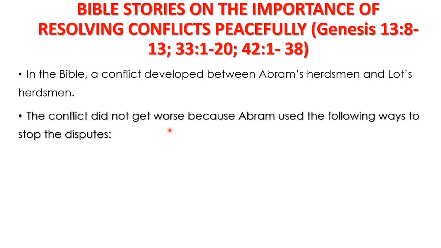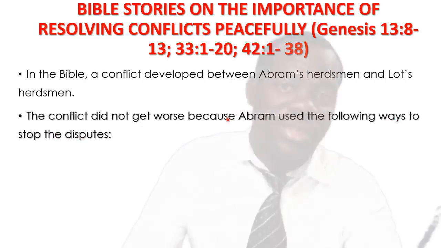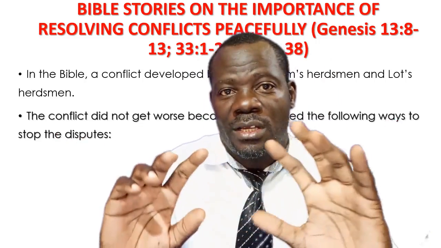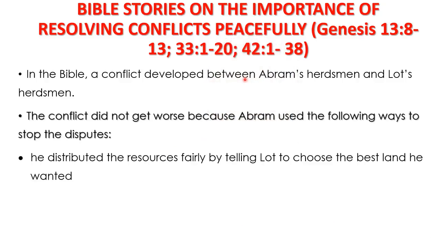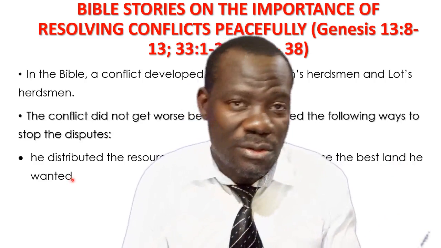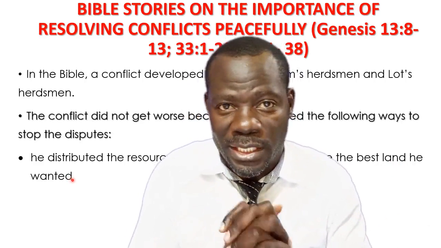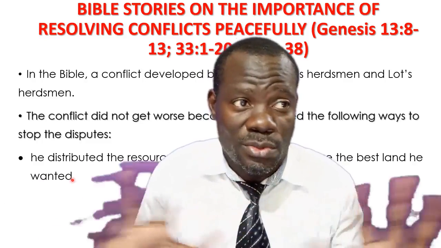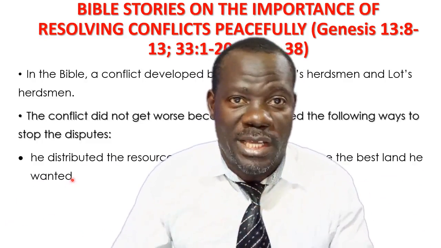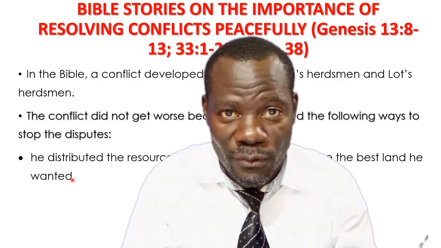So the conflict did not get worse because Abraham used the following ways to stop the disputes. We see that Abraham used a peaceful conflict resolution method. So what did he do? Number one, he distributed the resources fairly by telling Lot to choose the best land he wanted. Abraham told Lot, right, Lot, you and me, we are relatives. We should not be in conflict. Therefore, see the land, choose wherever you want to go, and I'll go the other direction. That is a fair distribution of resources.